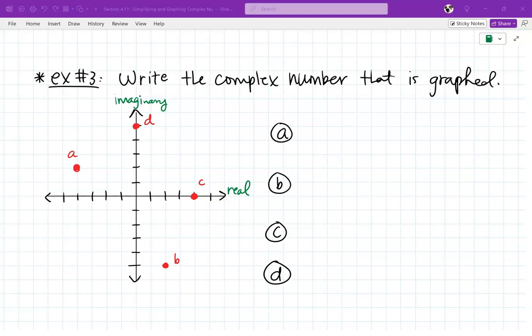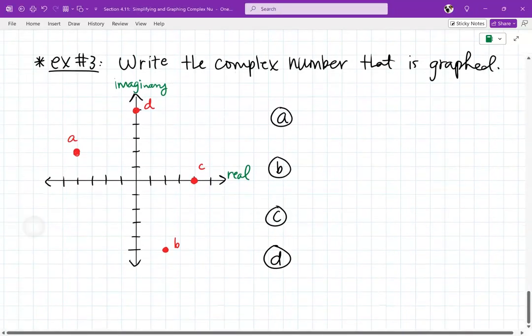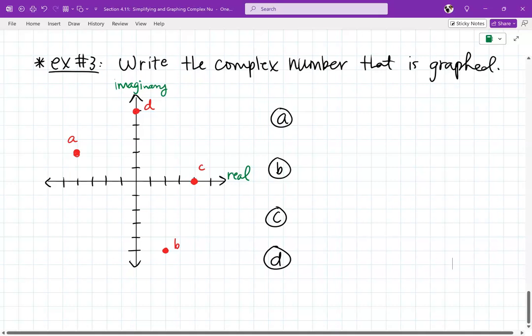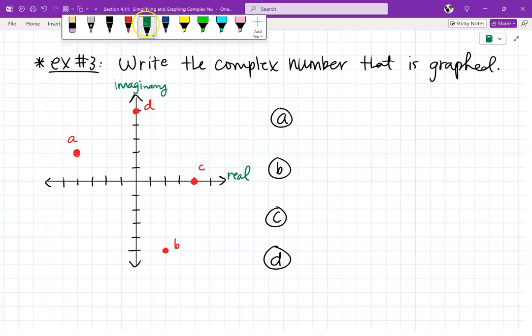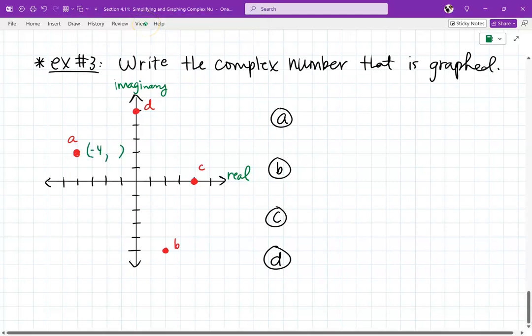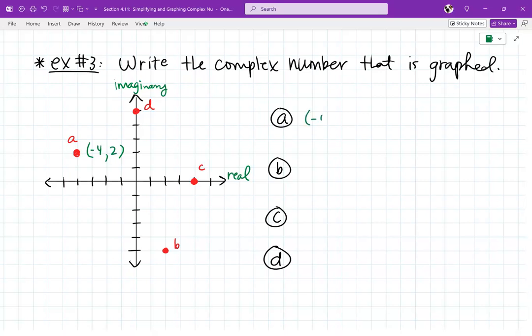All right, so for example 3, we have to write the complex number that's graphed. So I've graphed 4 of them. You can see I labeled them A, B, C, and D. And on the right side, I have A, B, C, D right there, so we can put our answers there. What is the point for A? -4, 2. Actually, let me get rid of it right here. I don't have to put it there. -4, 2 becomes -4 plus 2i. This is my complex number.